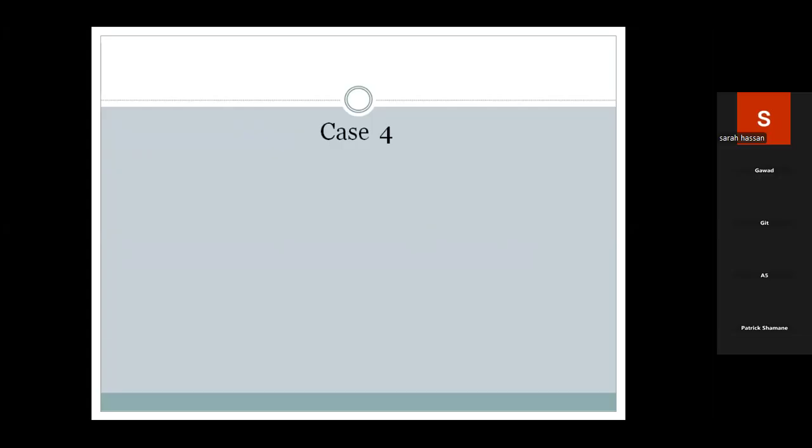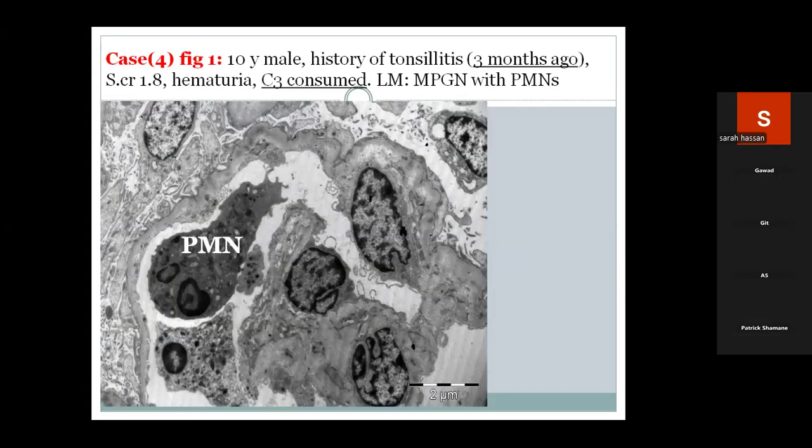Another case of a 10 years old male with history of tonsillitis 3 months ago, serum creatinine 1.8, hematuria, C3 consumed, and light microscopic picture of MPGN with polymorphs. So these are the polymorphs, and that's the glomerular basement membrane with some rarefactions here, these clear areas, we call them rarefactions. Another field showed subendothelial and mesangial deposits. These are deposits.